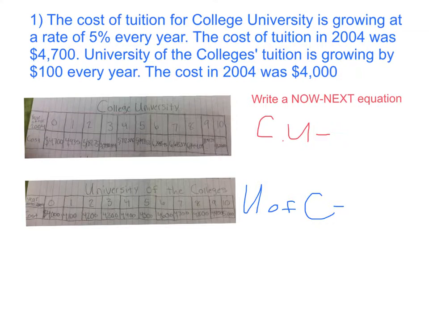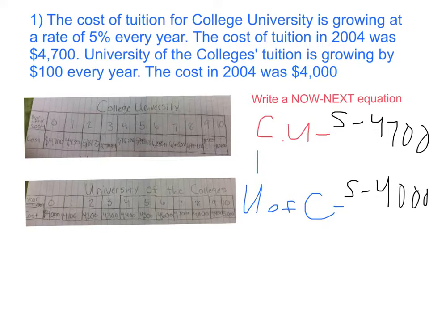Now we need to write a now-next equation. What is a now-next equation? So, next would be the next number, and now is the starting number. So, what do you have to do to now to get to the next? For College University, the start is $4,700. The start for University of the Colleges is $4,000.